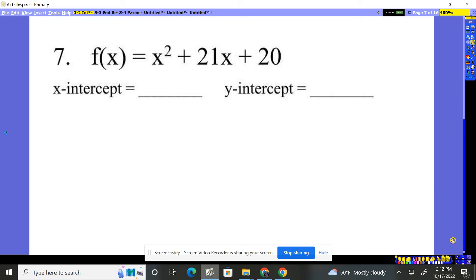Number 7. Well, that's a trinomial. I know I'm going to have to factor that. I know that as soon as I see it, I'm like, got to factor. All right, so x-intercept, y-intercept.